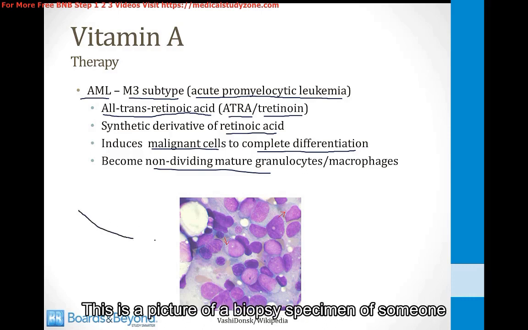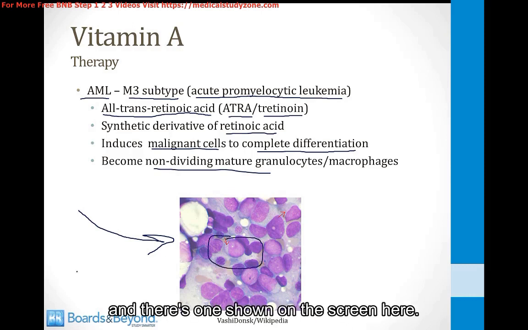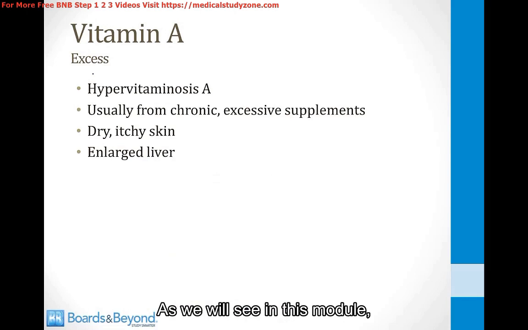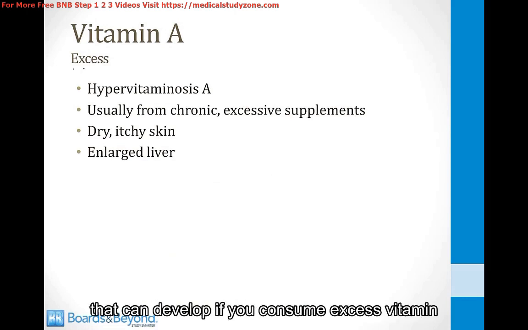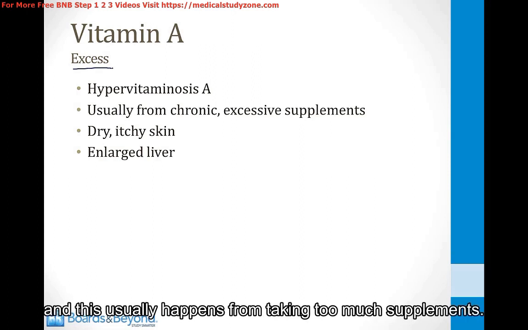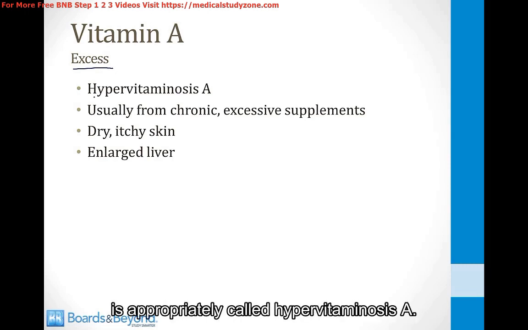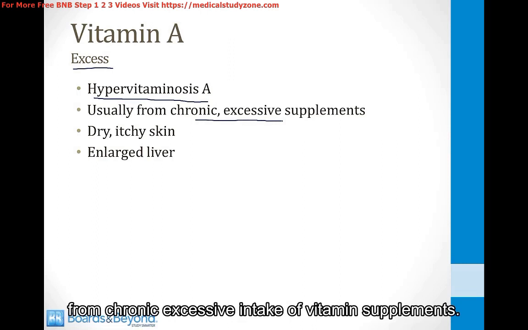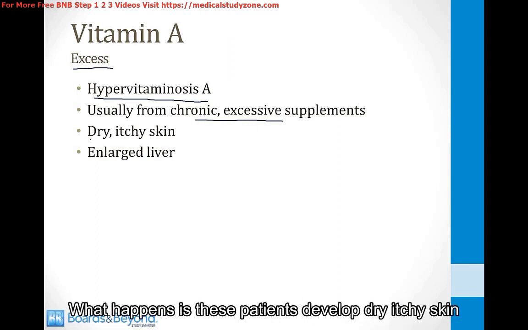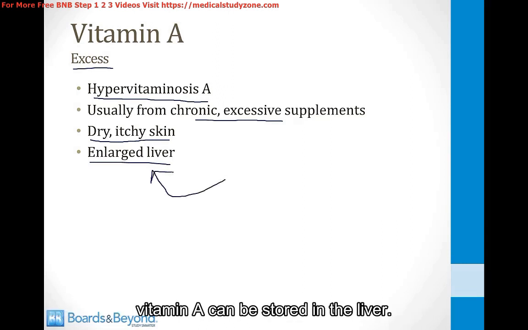This is a picture of a biopsy specimen of someone who has the M3 subtype of AML. The classic finding is an Auer rod, and there's one shown on the screen here. As we will see in this module, most of the non-B vitamins have a syndrome that can develop if you consume excess vitamin, and this usually happens from taking too many supplements. In the case of vitamin A, the syndrome that develops is appropriately called hypervitaminosis A. This is usually from chronic excessive intake of vitamin supplements. What happens is these patients develop dry, itchy skin, and they can develop an enlarged liver because, remember, vitamin A can be stored in the liver.